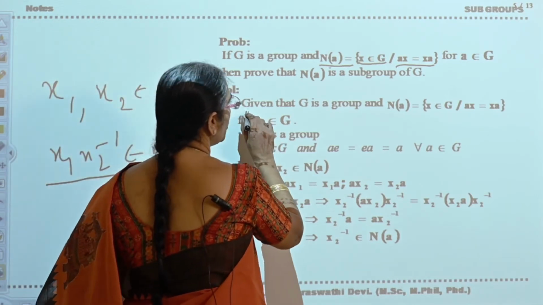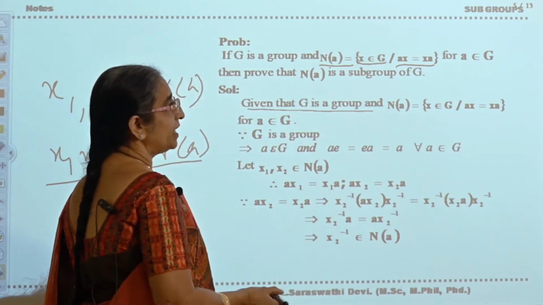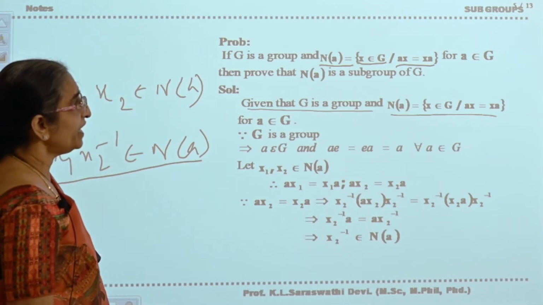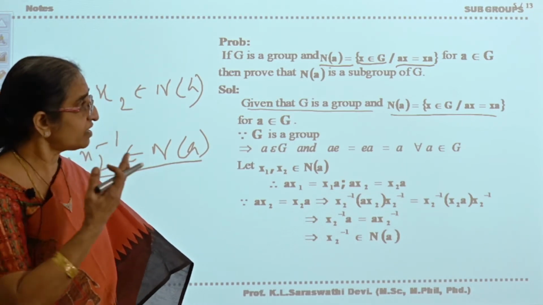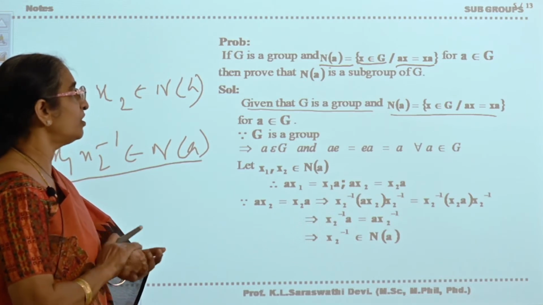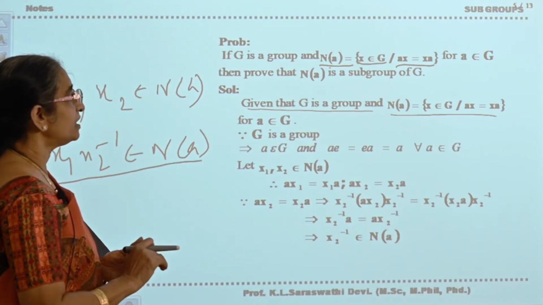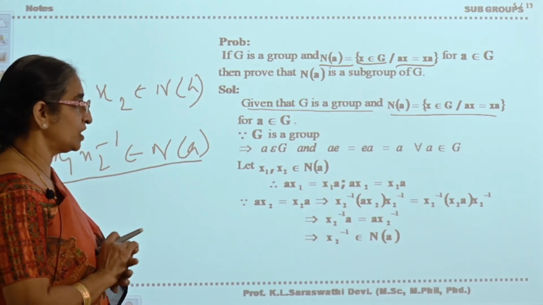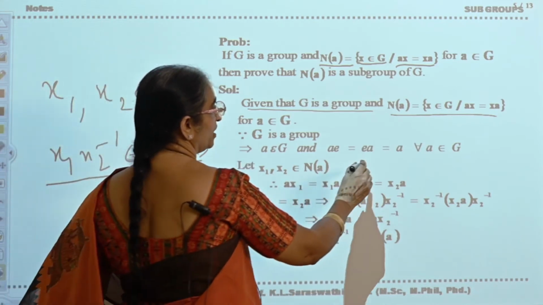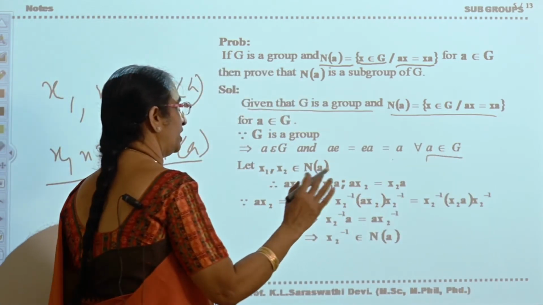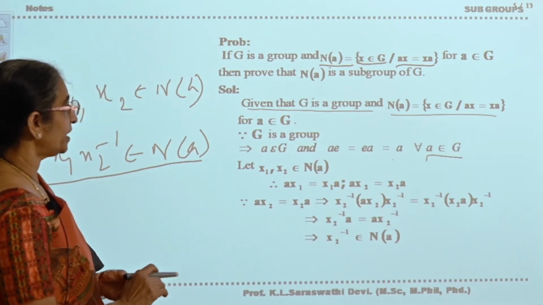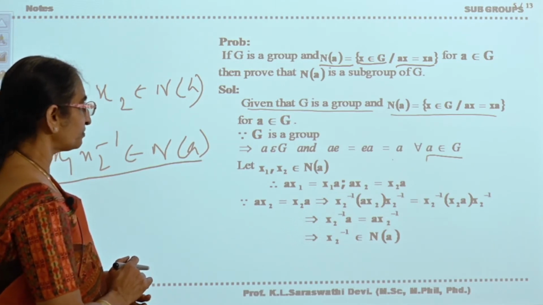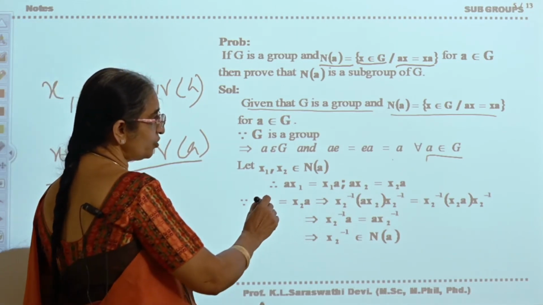Now what is given to you? Given that G is a group. And how is N of A defined? x belongs to G, Ax is equal to xA. Where is A? A is also in G. So Ax is equal to xA for A belongs to G. Since G is a group, e will be there. So AE is equal to EA for any A in G. Okay. Now take x1, x2 belongs to N of A. Now Ax1 is equal to, this you have taken.